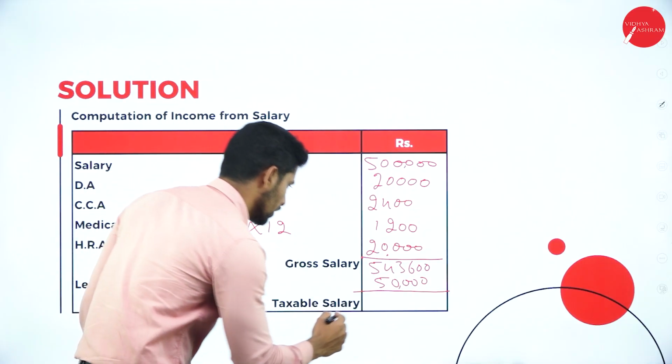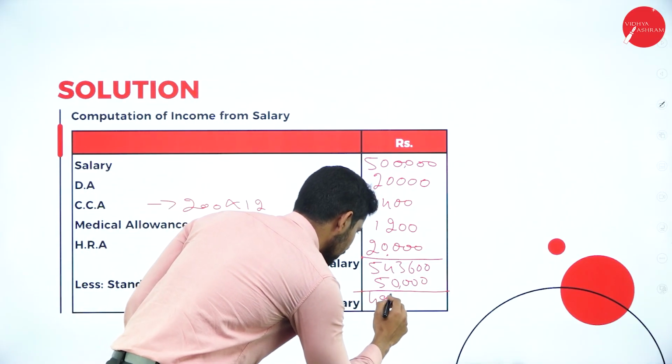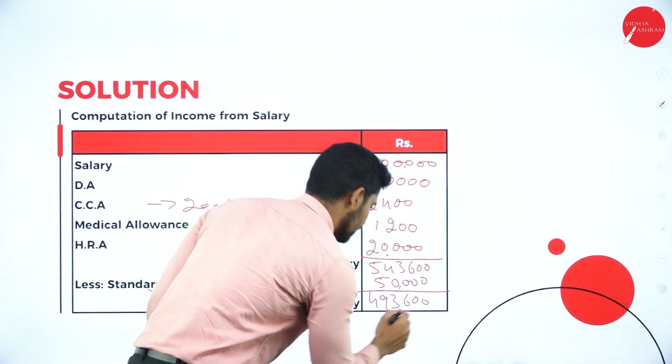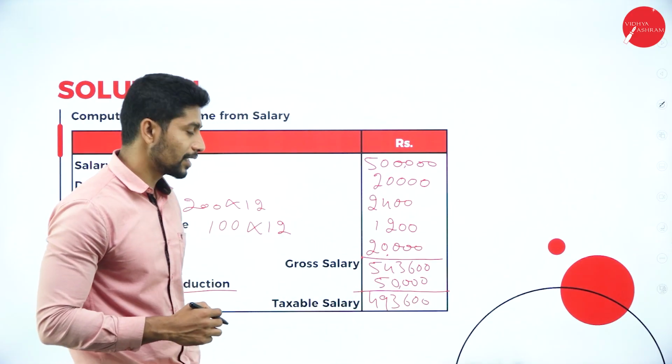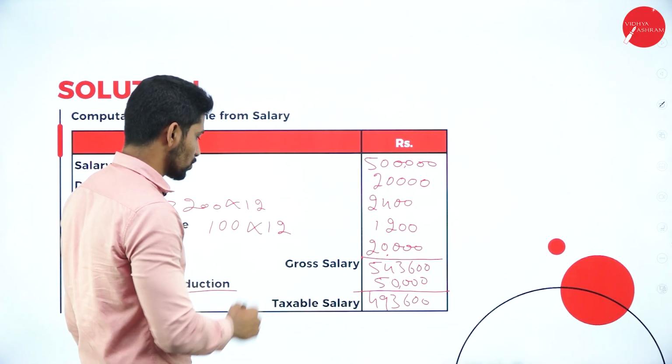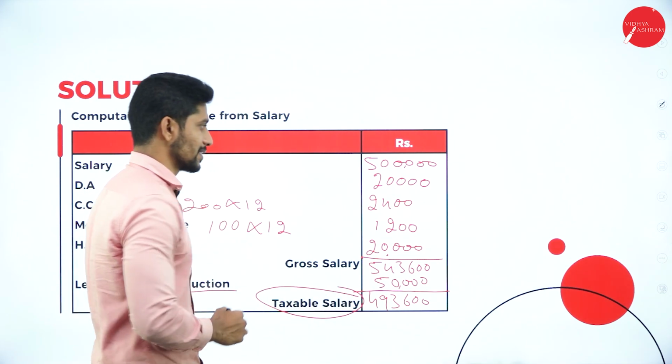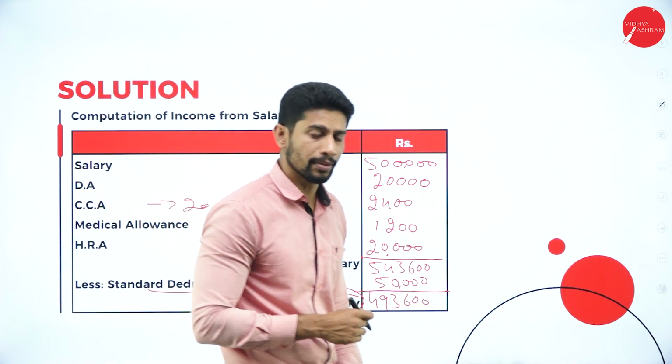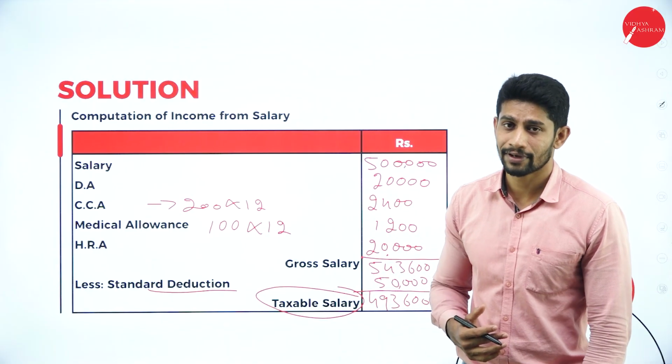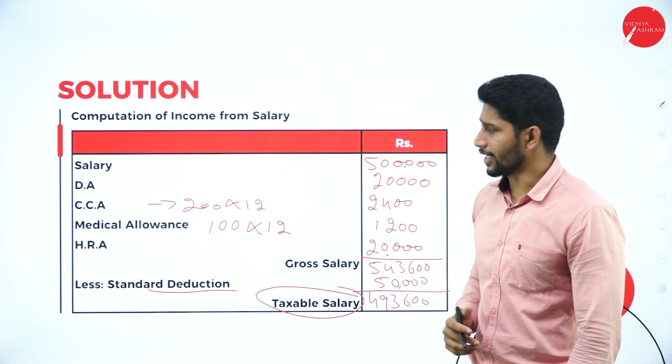So what is the balance? It is 4,93,600. This is called taxable salary. This is how we are supposed to solve the problem while we are solving under income from salary. So let us move on to the second problem.